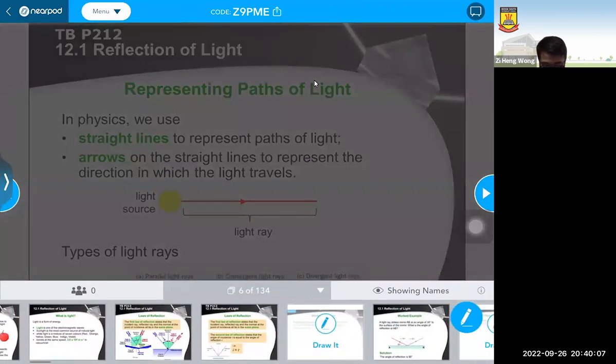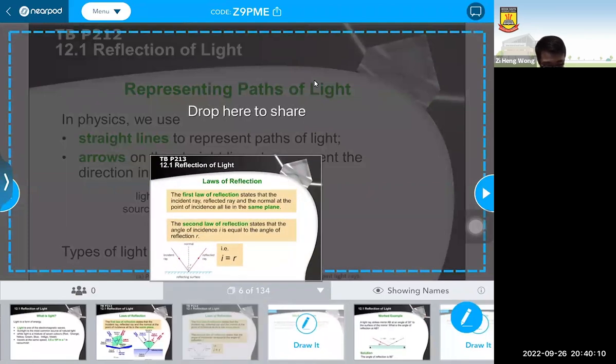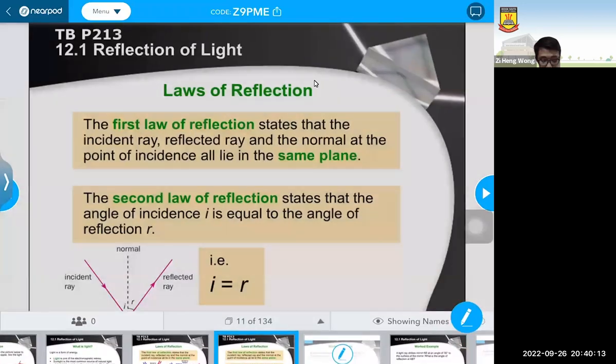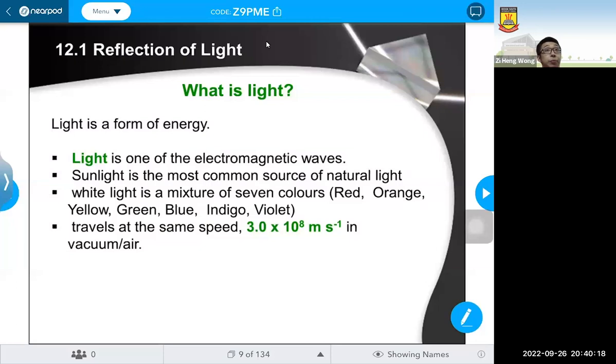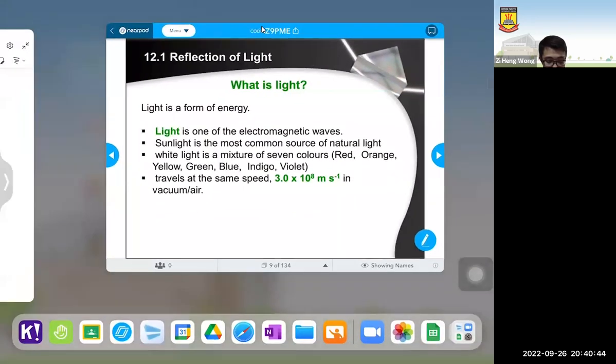Then we move on to the laws of reflection. Or before that, just some information about light. Key thing is you are expected to know that light travels at a speed of 3 × 10⁸ meters per second in vacuum. This is something that during the exam we can get you to use, assuming that you know this value. A lot of other values like g equals 10, we always give, but somehow the speed of light is something I expect you to know. Maybe I show you all the syllabus document.